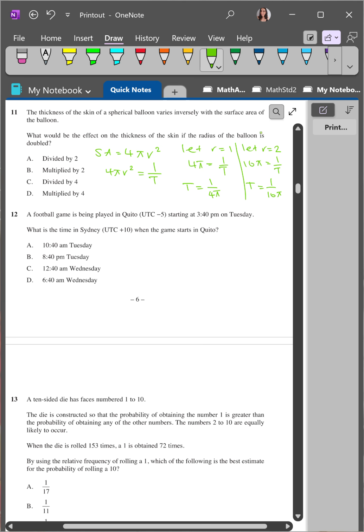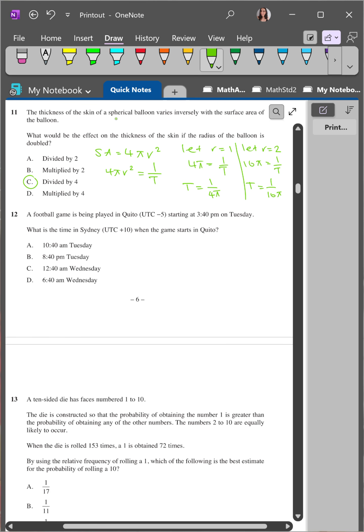So what happens when we double the radius? Well, in order to go from 1 on 4 pi to 1 on 16 pi, we have to divide 1 on 4 pi by 4 to get 1 on 16 pi. So that's the answer, and you can also add logic into it.